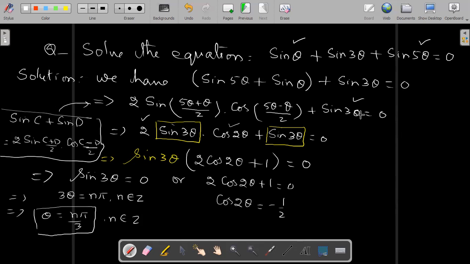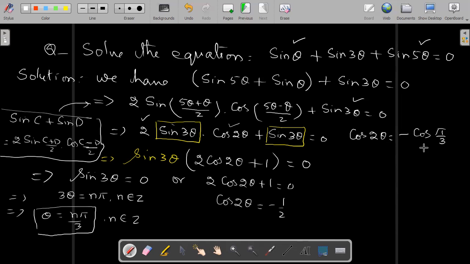How will you convert minus 1 by 2? As I told you, first you leave the minus and write 1 by 2. What is the angle whose cos is 1 by 2? Sin 30 degrees is 1 by 2, so cos 60 degrees. Cos 60 means pi by 3. So this is pi by 3.